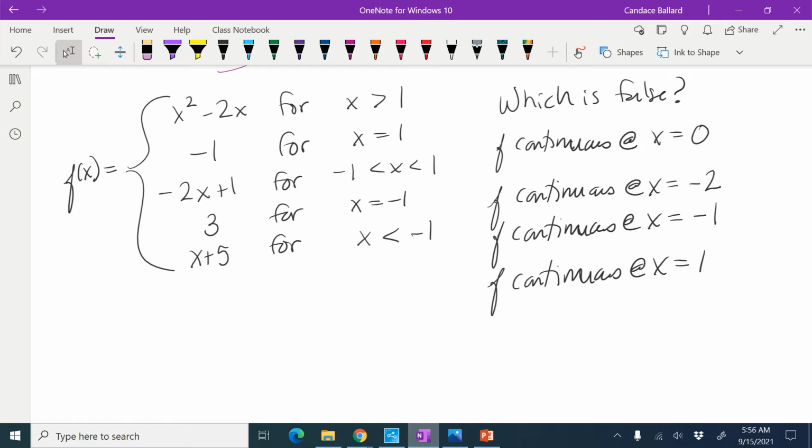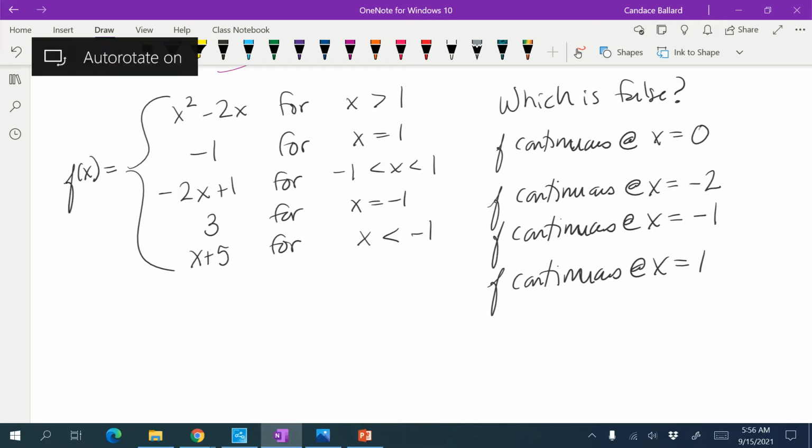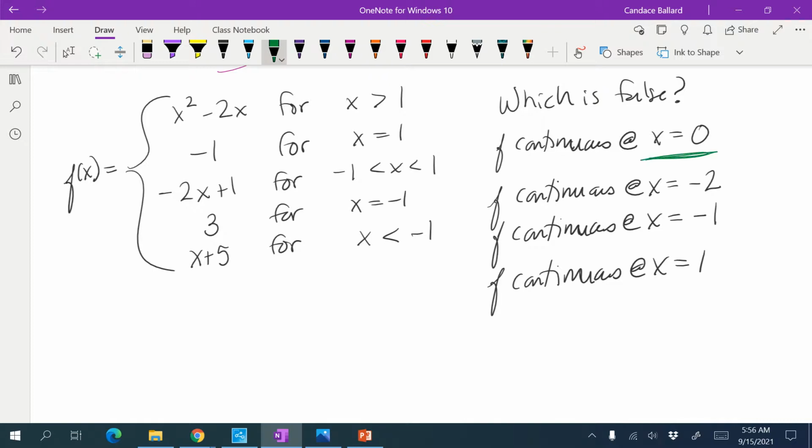In this video, we're going to show that one of these things is false. So I'm going to examine where they all are at. The first one is saying, is the function continuous at x equals 0?